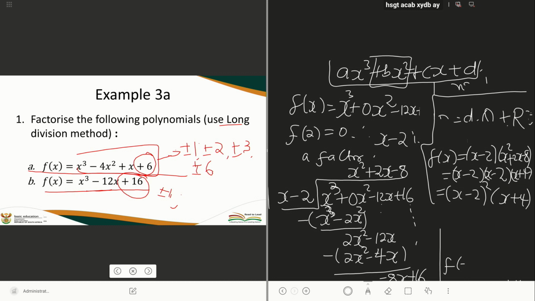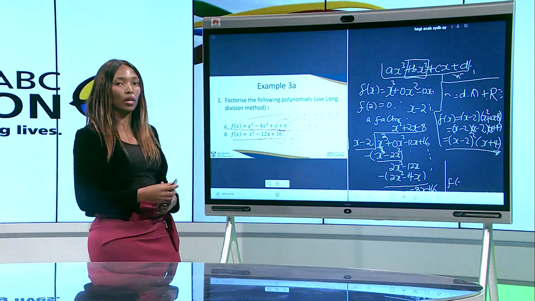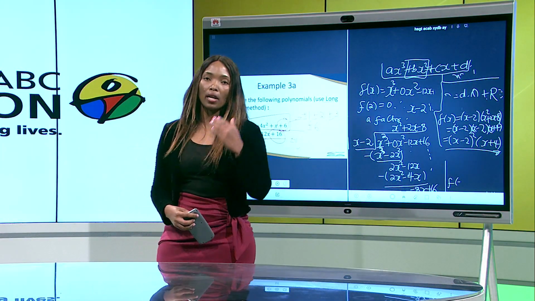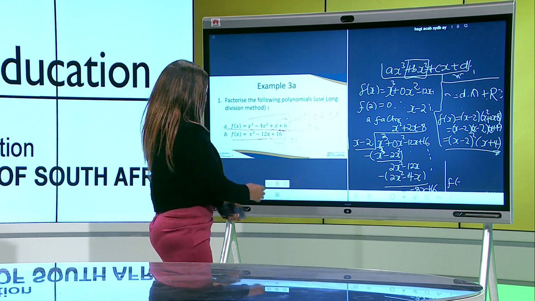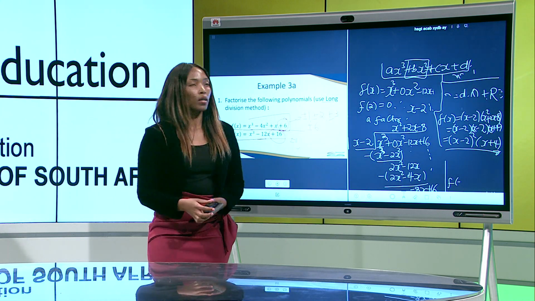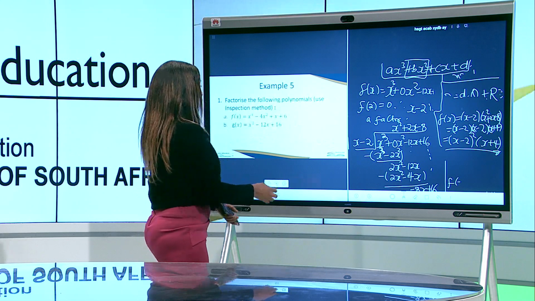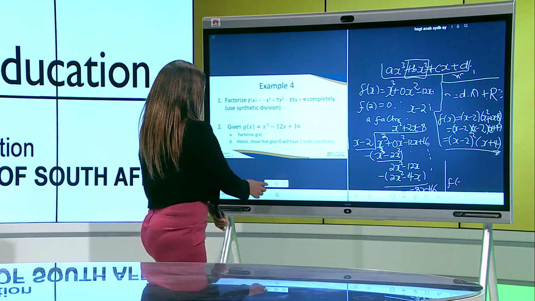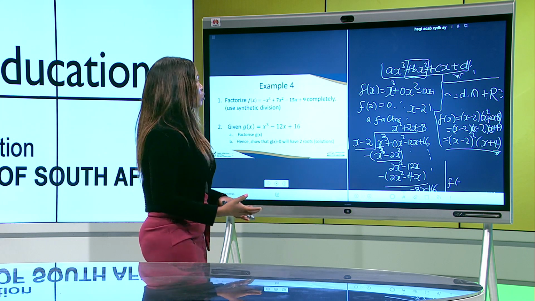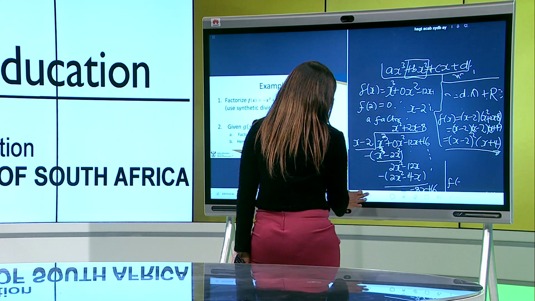All right. That's all about our long division method. That's how we factorize using the long division method, okay? So now I need us to try the next method, which is the synthetic division method. Let's see then at the end so that we can compare, so that you can choose which method you are comfortable with.